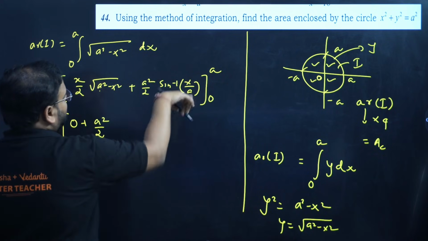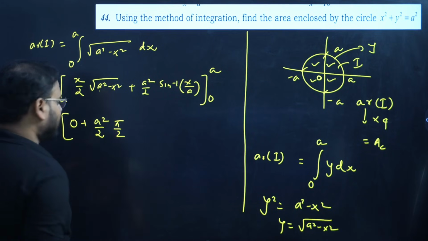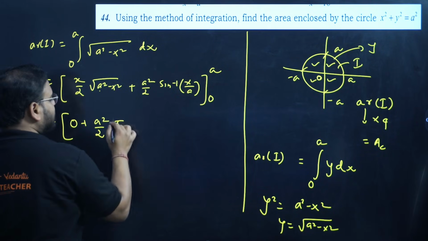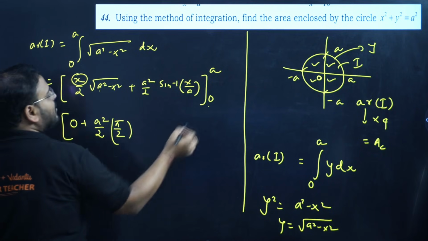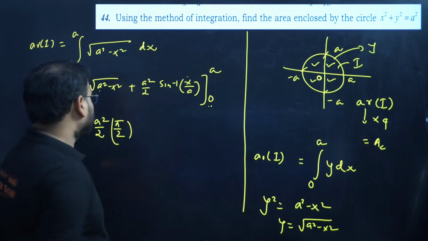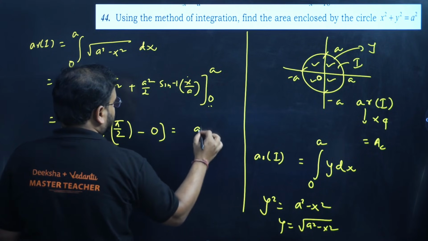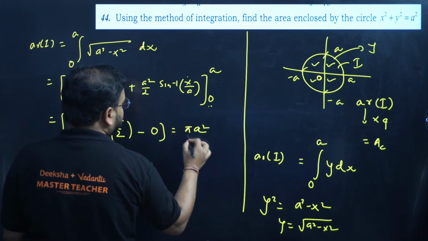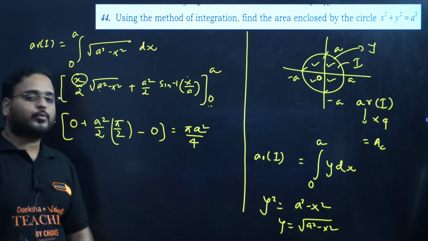Sine inverse of a by a is what? Pi by 2. Sine inverse of a by a is 1, means pi by 2. When you put 0 in the lower limit, you get this as 0, means whole thing is 0. Sine inverse of 0 by a is 0 only, so the whole thing is 0. What is my answer? Pi a square by 2 into 2, so pi a square by 4 is the area of part 1.